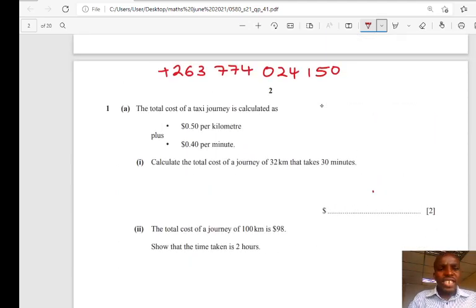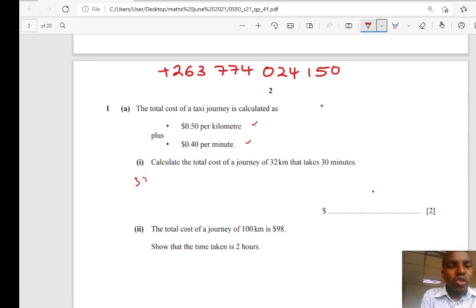The total cost of a taxi journey is calculated as 50 cents per kilometer plus 40 cents per minute. Calculate the total cost of a journey of 32 kilometers that takes 30 minutes. So in this case, we are given the cost per kilometer and the cost per minute. How many kilometers? 32 kilometers. So to find the total cost, you say the number of kilometers times the cost per kilometer. Also, on the time side, it is 40 cents times 30 minutes.